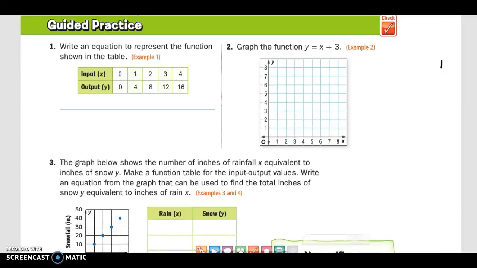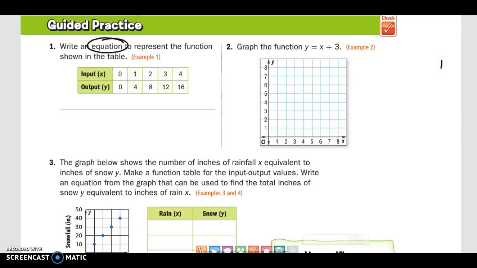In the screencast, we're looking at functions and equations. We're on page 598. Let's look at number 1. It says write an equation to represent the function shown in the table. In the last lesson we learned about function rules. This time we're doing functions and equations.